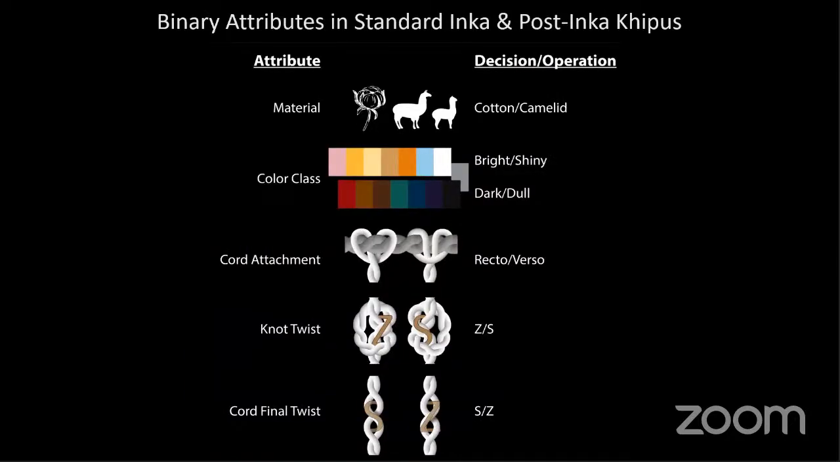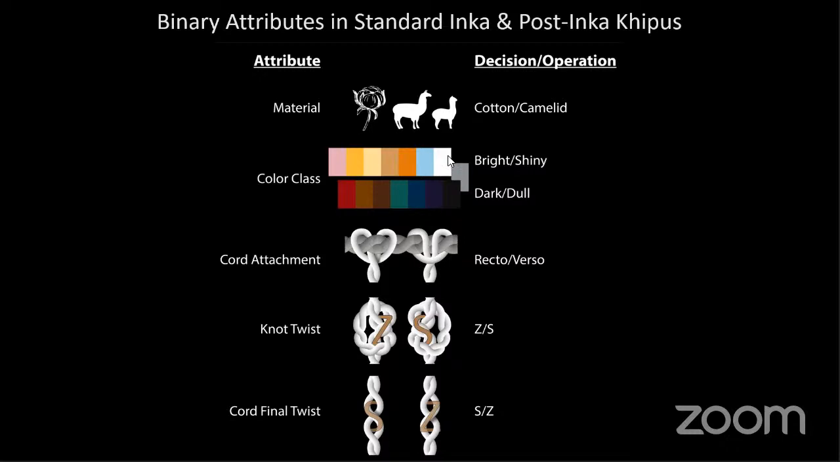Khipus encoded a number of binary attributes, such as S and Z knot twist, S and Z chord twist, recto-verso attachment directions, and the juxtaposition of bright versus dull colors. Here is a diagram showing these attributes. Here you have cotton versus animal hair, camelid. By the way, in pre-Columbian Inca Khipus and in Wari Khipus, we do not find deer or vizcacha. It's always camelid or cotton.